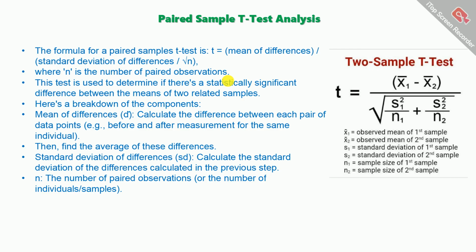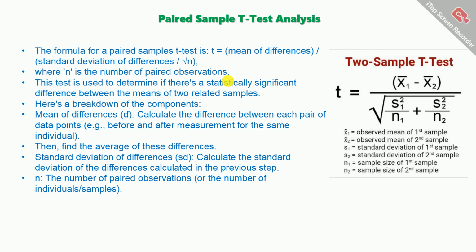Following is the breakdown of these components. One is the mean of differences. Calculate the difference between each pair of data points, e.g. the before and after measurement of the same individual. Then find the average of these differences. Then the standard deviation of the differences: calculate the standard deviation of the differences calculated in the previous step. N is the number of paired observations, or the number of individuals or samples.